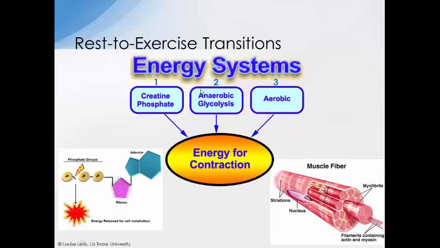So pathways 1 and 2, remember these are anaerobic pathways that don't use oxygen in the production of ATP, and the third system, the aerobic pathway, uses oxygen in the production of ATP. The first two systems here produce ATP in the cytoplasm of the cell, and aerobic pathways produce ATP in the mitochondria of the cell. Keeping in mind that the ATP is broken down within the sarcomeres because that's where the energy is required.